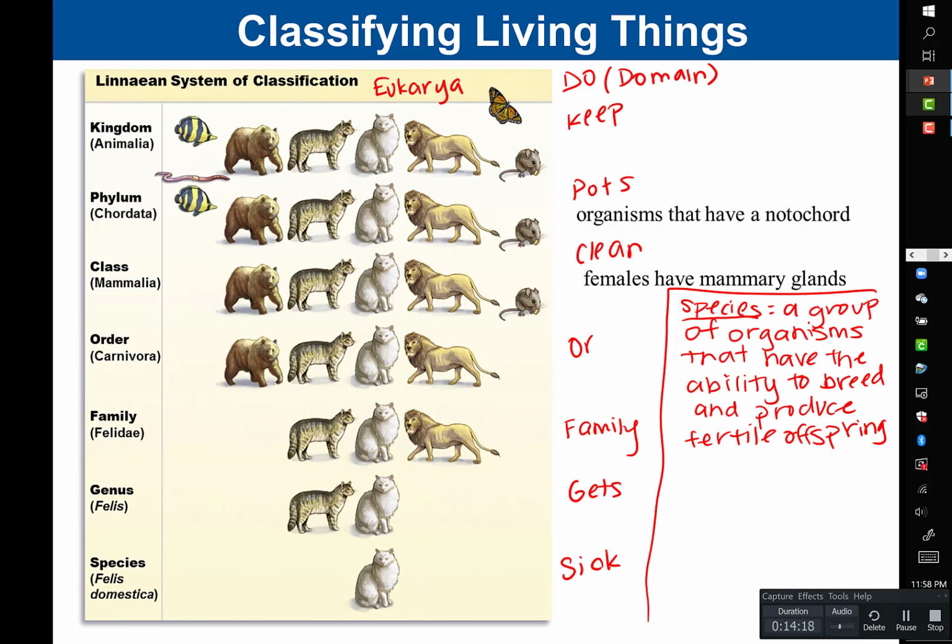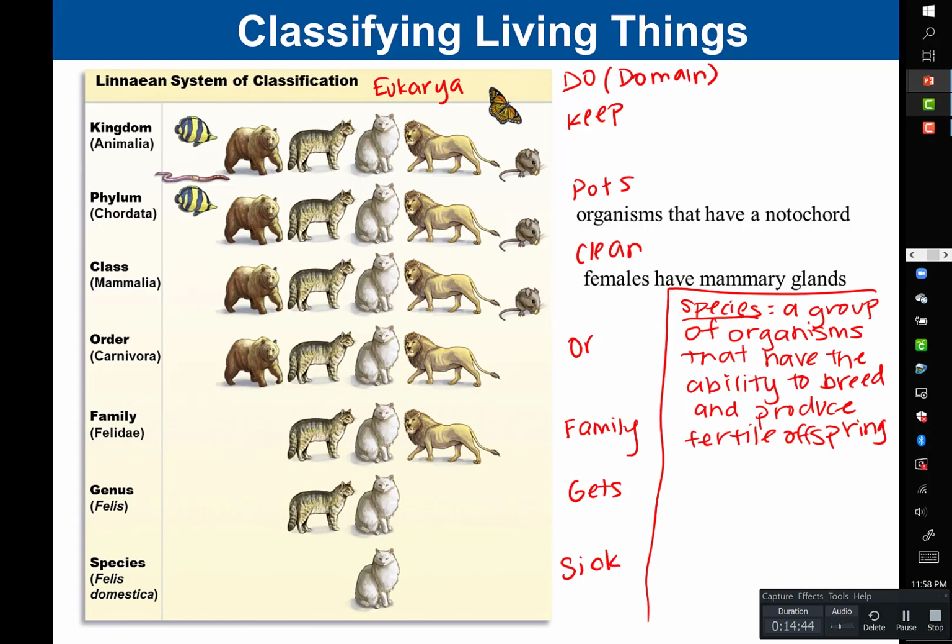So if you think of a mule, for example, a cross between a donkey and a horse. Now, a donkey and a horse are not the same species. Yes, they can breed, but they don't produce fertile offspring. And so that's why they're not within the same species. They are separate species because they do not produce fertile offspring.